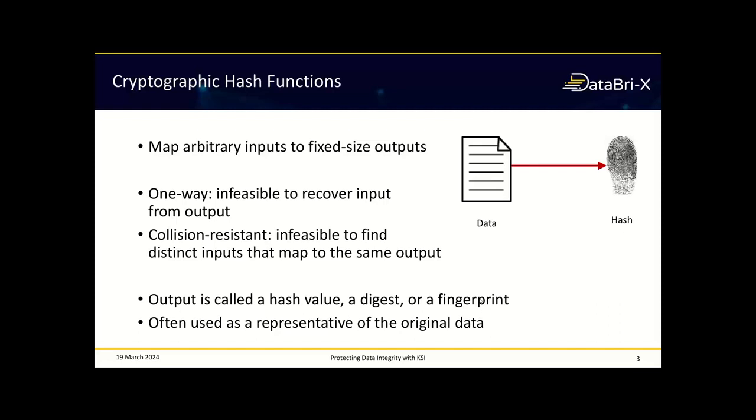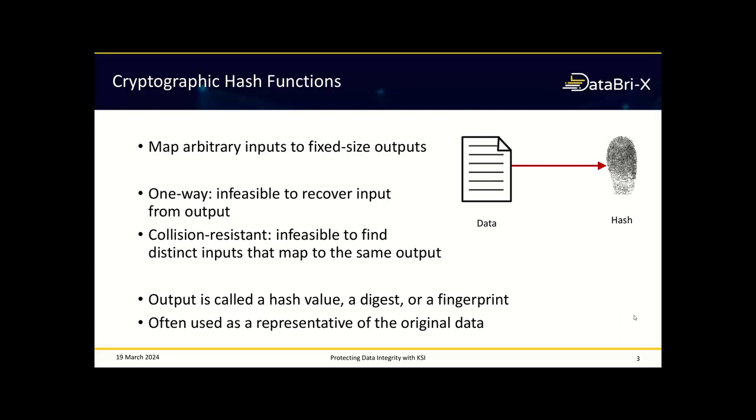So given a hash value, it is impossible to recover the original input from that hash value alone. So they are, in a sense, privacy protecting. And they are collision resistant, which means that it is infeasible to find distinct inputs that map to the same output. And this means that the hash value, or the digest or fingerprint, it is known by many different names in the field, can be used as a representative of the original data.